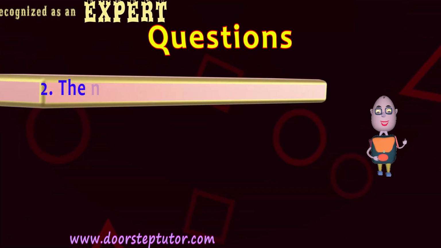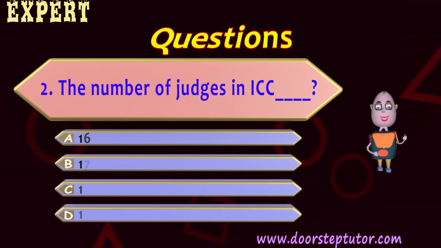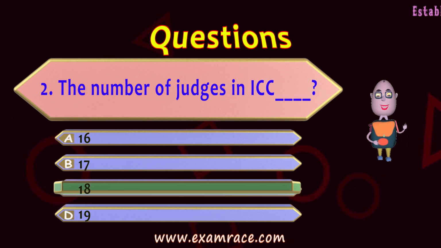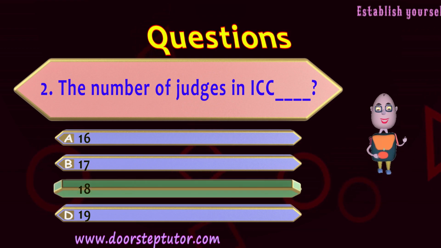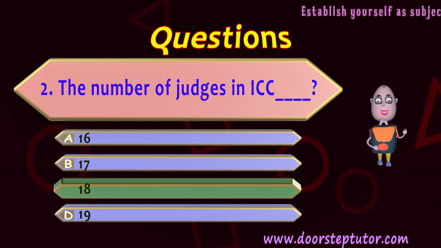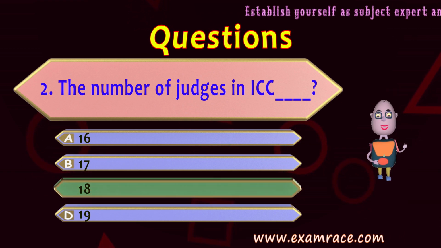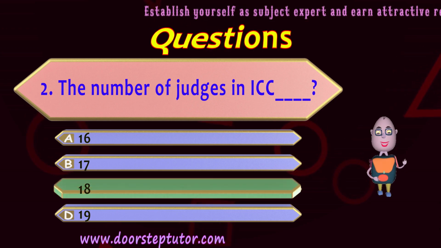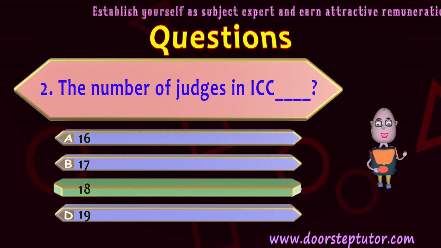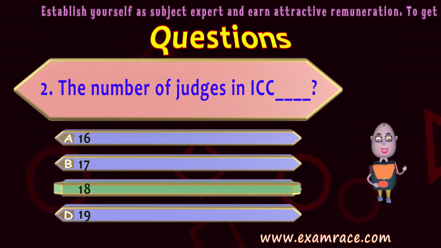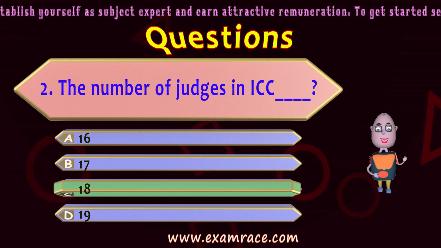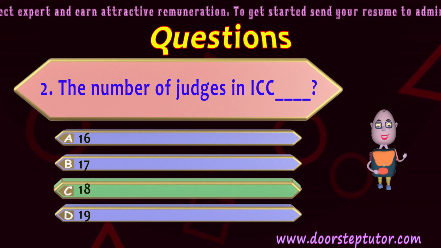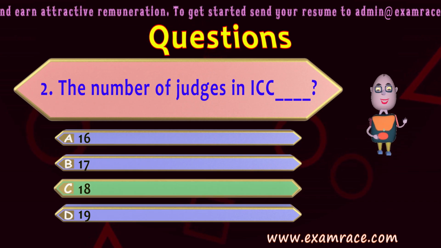The next question reads: the number of judges in ICC is dash. The court has 18 judges, who are from different member countries and are elected by the member states themselves. It requires its members to seek a gender balanced bench, and the judiciary must include representatives of each of the United Nations' 5 regions. Judges and prosecutors are elected to non-renewable 9-year terms. That means they cannot repeat their terms. So 9 years is itself a long term.